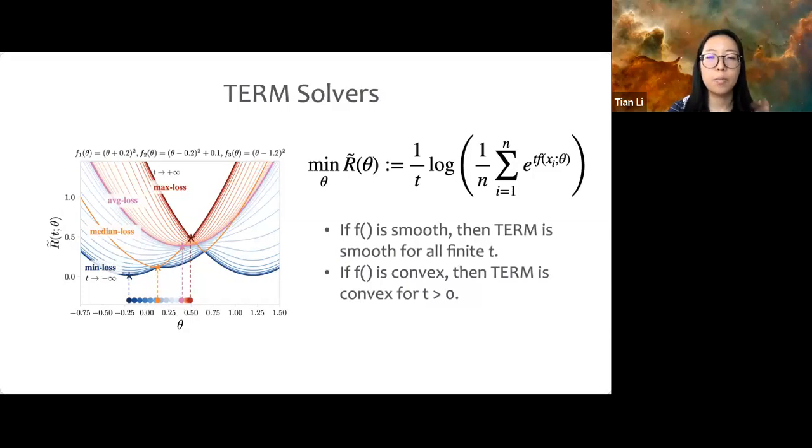So look at this TERM objective. We can show that if the original losses f are smooth, then this entire TERM objective is smooth for all finite t, except for when t is positive infinity, which is basically the max, which is not smooth. And when f is convex, then for any positive t, the TERM objective is also convex. So those are the properties to consider when solving TERM.